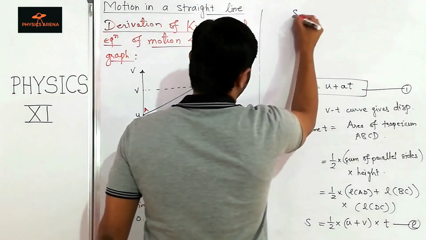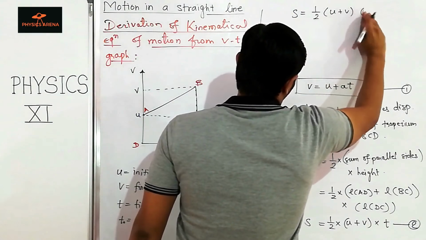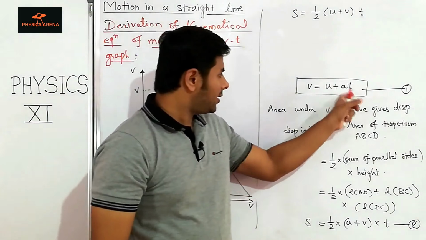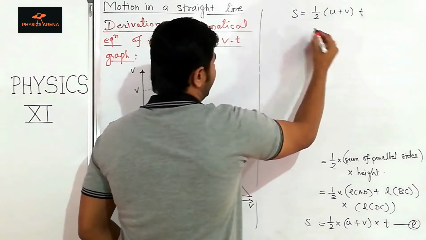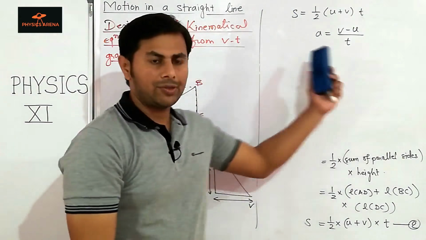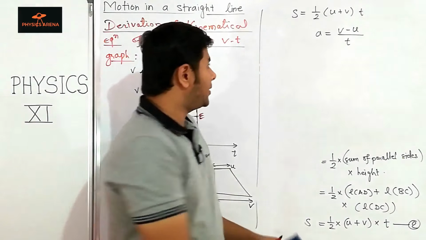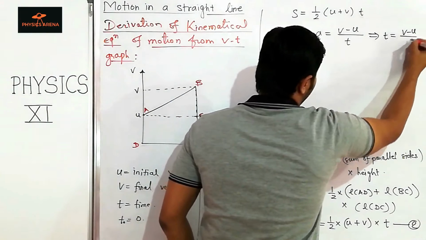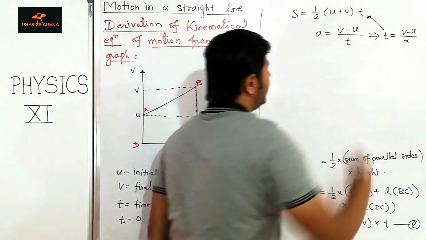So S equals half of (u plus v) multiplied by t. And from this equation, let me just write a equals (v minus u) divided by t. This is the equation for acceleration. We'll take t on one side and a on the other side. So this equation gives me t equals (v minus u) divided by a. I will just substitute this here.